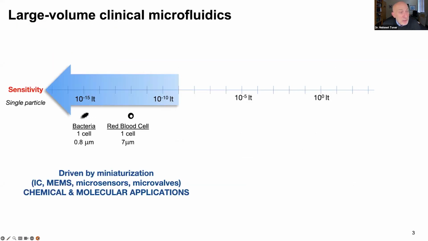Joseph summarized it very well, that nice serpentine of the growth of the field of microfluidics and MEMS, BioMEMS. The whole idea there was to achieve exquisite sensitivity at a single particle level to drive a number of applications, mostly chemical and molecular applications. But our interest around 2000 was slightly different. We wanted to look into extremely large volumes that are clinically relevant, what we call bodily fluids.